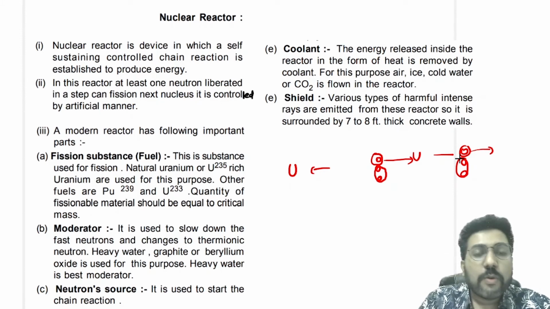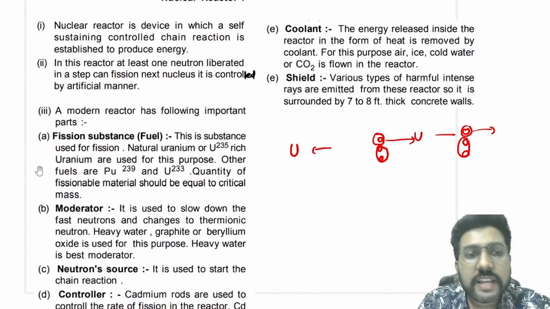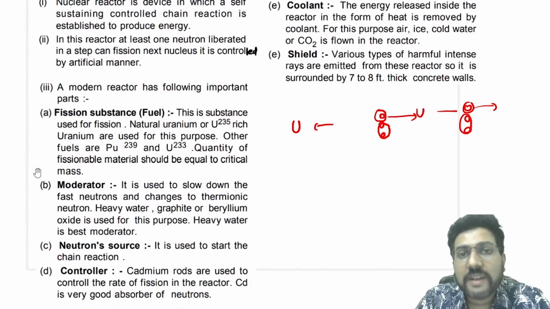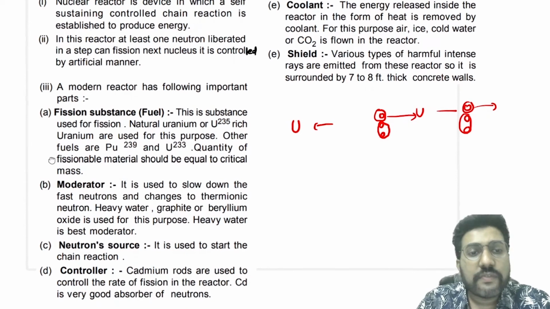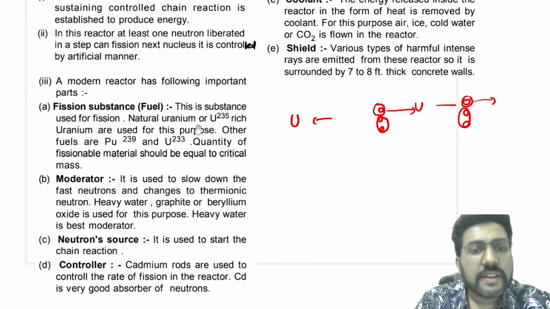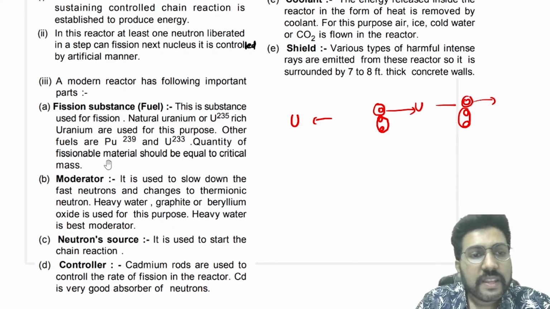Now, what are the components of a modern day reactor? First is the fission substance. Obviously, you must have the fuel. The fission substance here is natural uranium or uranium-235 rich uranium source. Other fuel sources are plutonium and uranium-233.